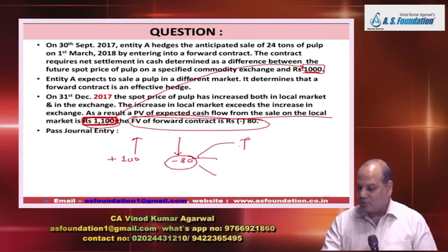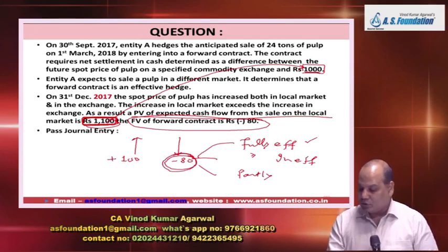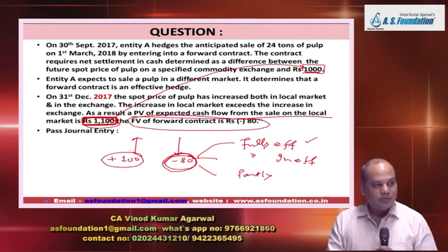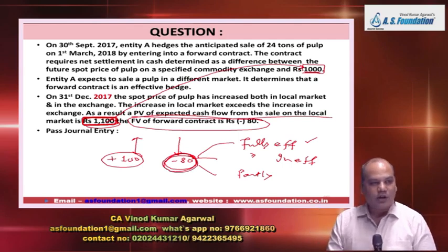Three options I have given: fully effective, fully ineffective, partly effective and partly ineffective. So the answer is fully effective because this loss is less than 100 rupees. So therefore it is a fully effective hedge. So the entire 80 rupees will be transferred to OCI.